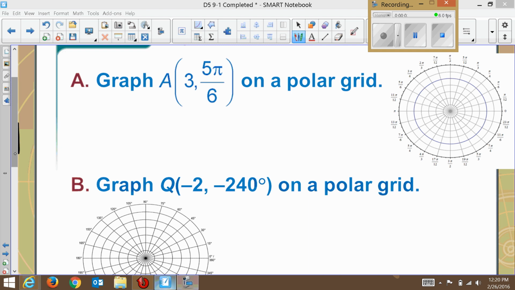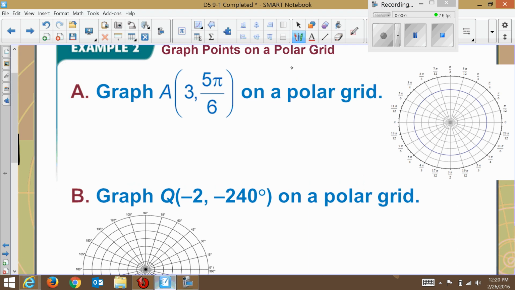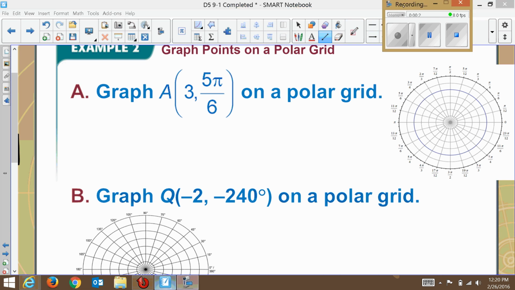On this second section, we're going to look at how to graph points on a polar grid. How this works, it's the same concept except we change up our grid so it's easier to graph. This says 5 pi over 6. So if I look on here, I'm looking for 5 pi over 6, and I find it on this line. So I know that my graph needs to be placed on this line a certain amount of distance.